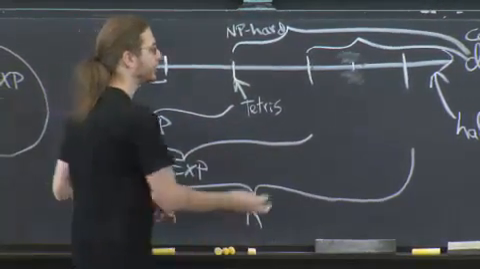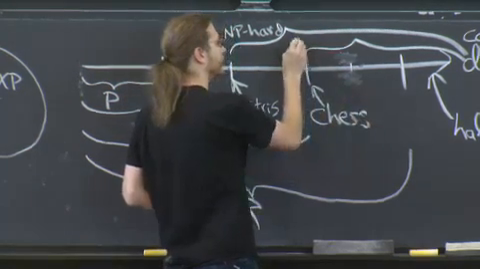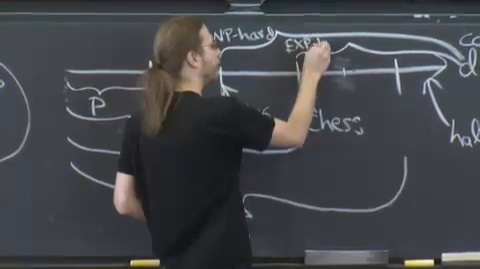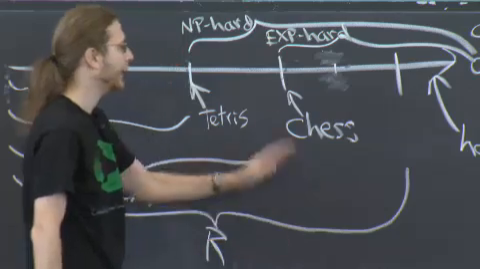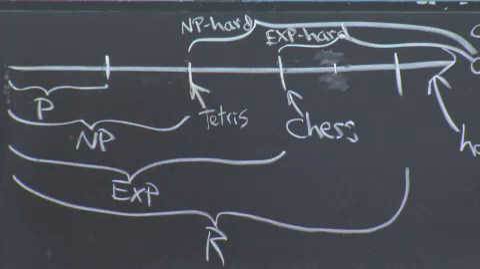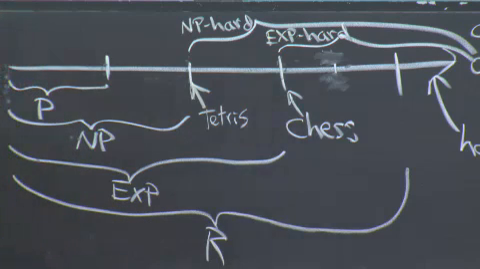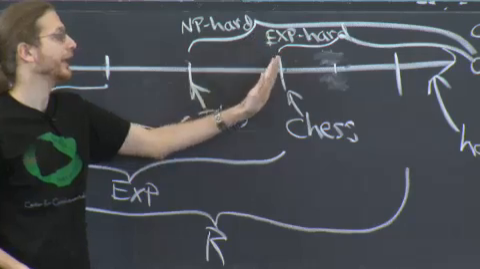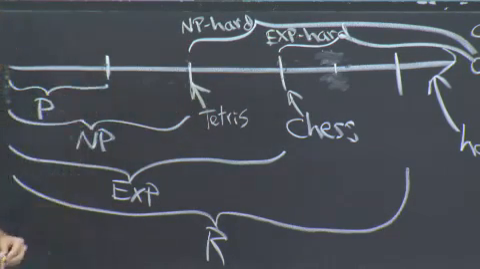EXP complete means right here. Turns out chess is EXP complete. So EXP hard is anything from here over. EXP is anything from here over this way. Chess is right at that border line. It is the hardest problem in EXP. And that's actually the only way we know to prove that it's not in P. It's pretty easy to show that EXP is bigger than P. And chess is the farthest to the right in EXP of any problem in EXP. And so therefore, it's not in P.